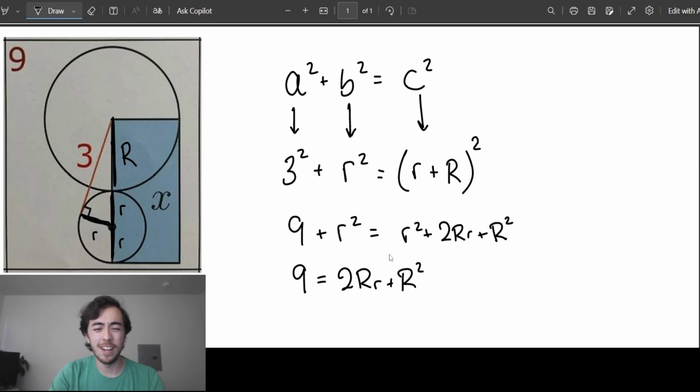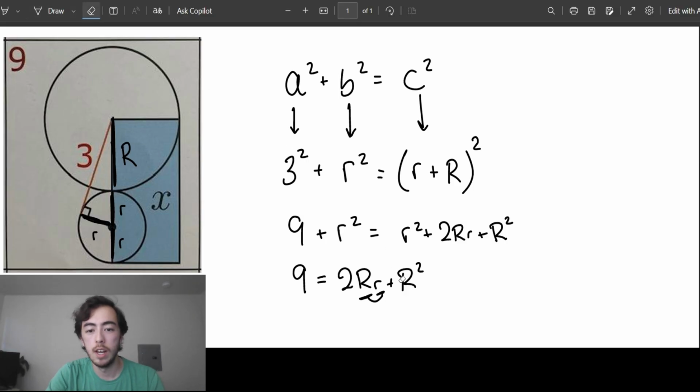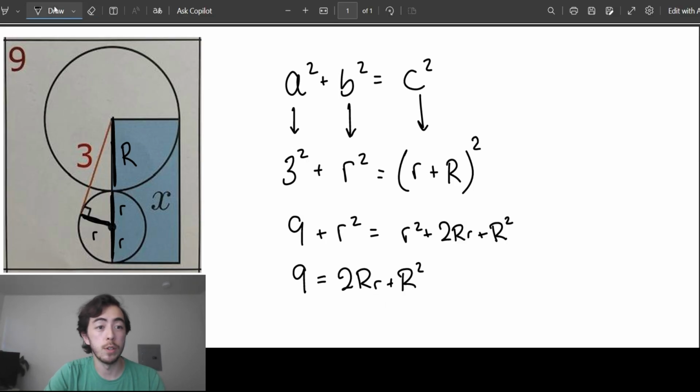Past this, though, I don't really see what I can do with it. I still have 2 variables, right? This larger radius and this smaller radius. And whenever you have 2 variables in one equation, you could always just scale them a little bit. If I increase the value of big R, I think I'll have to decrease the value of little r, and I'm not going to be able to solve for either one. So a little bit stuck here.